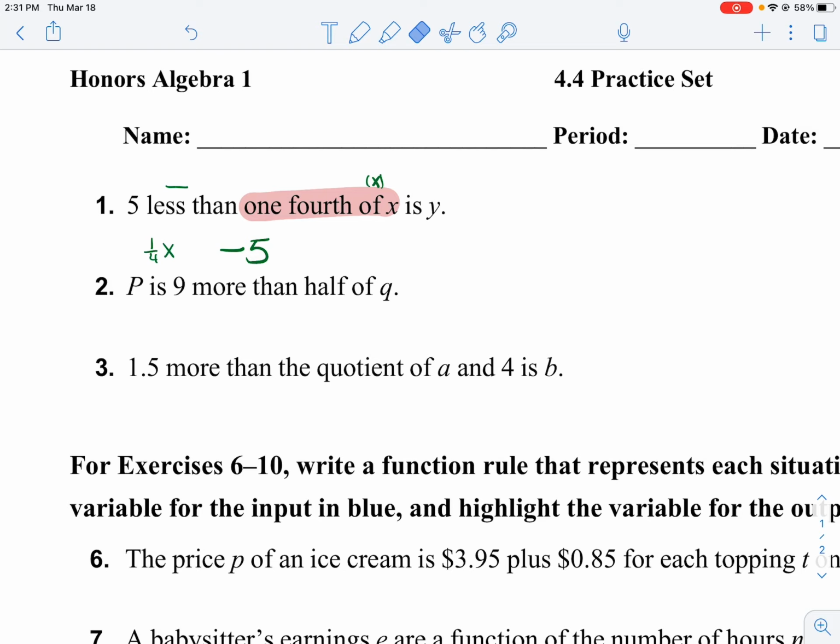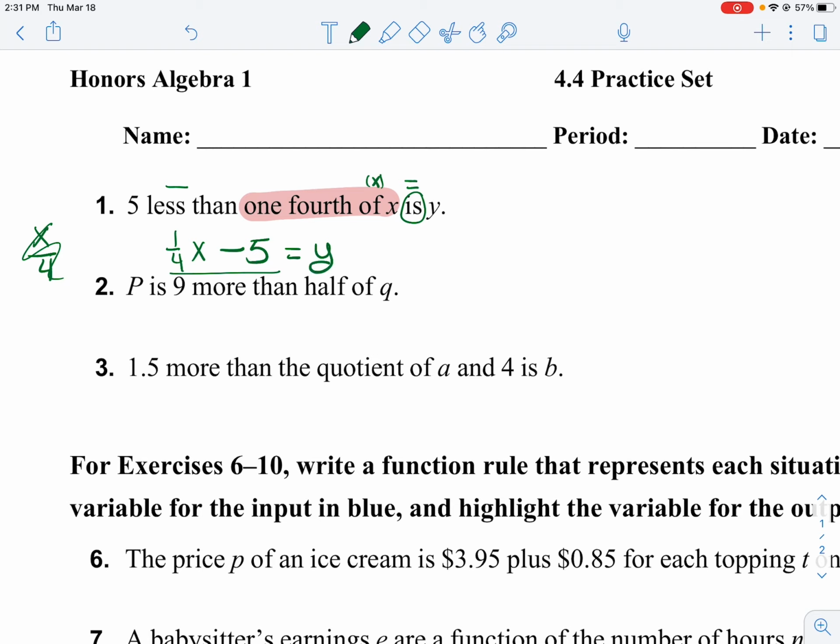Or, let me write that a little bigger, 1/4 x. Or you could write it as x divided by 4. That would mean the same thing, okay? And 5 less than 1/4 x, that's how we would translate that. The word is, remember, translates to the equal sign. So is equal to y.